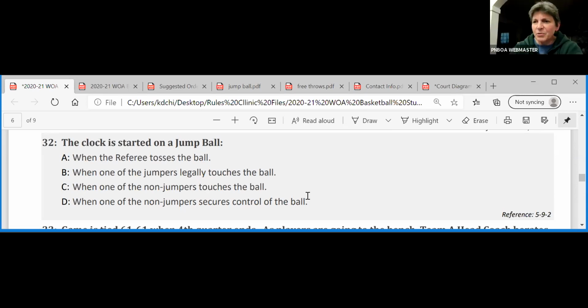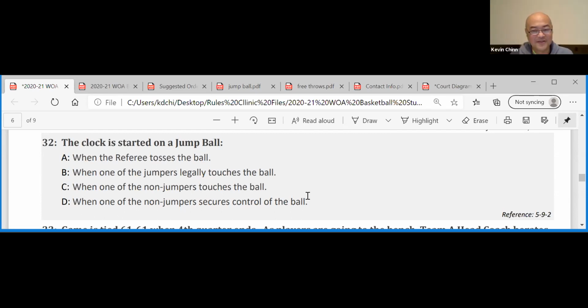But I do have one more question about jump balls. When does the ball become live? I think when it's legally touched. Anybody else? I think it has to be touched by one of the jumpers, but it's supposed to be in control of one of the non-jumpers. Okay, I'm going to help you out a little bit here. She's asking you a trick question. When the referee chops it in. Yeah, I see. When the referee chops it in.